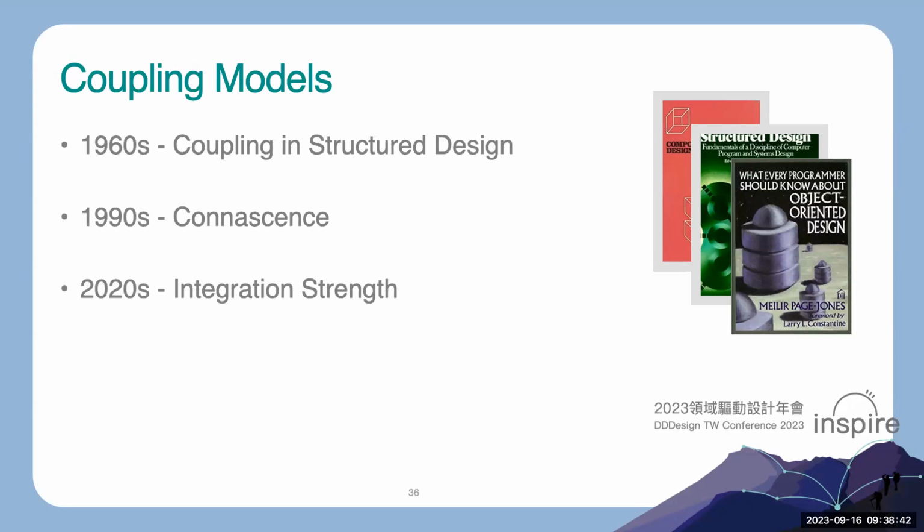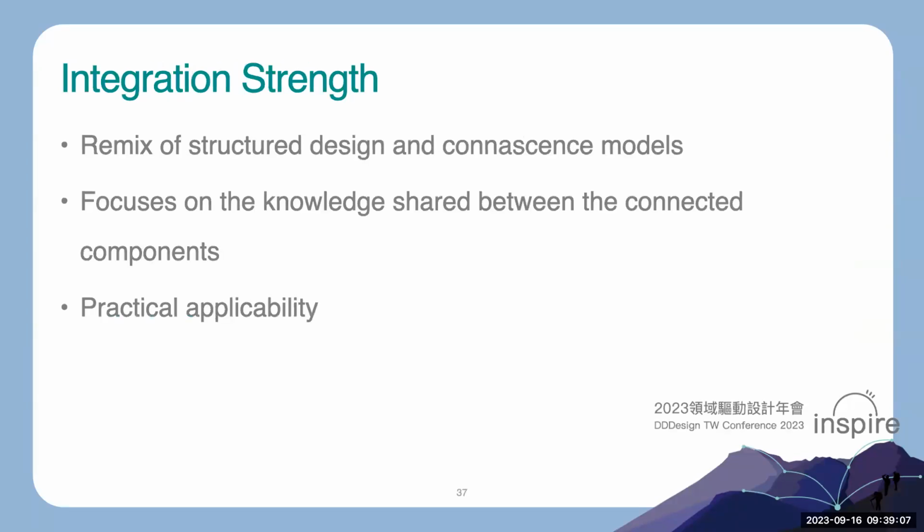And that's why I decided that, given the 30 years difference between these two models, now is the time to start thinking about a new way of evaluating coupling. So what I did is I combined these two models, structured design's coupling and connascence, into another model. I called it integration strength. I've been using it for some time. I find it really useful. Of course, I want to share it with you because I hope that it will be useful for you as well. Again, basically what it does is it combines the previous models, structured design and connascence. It combines and compresses them.